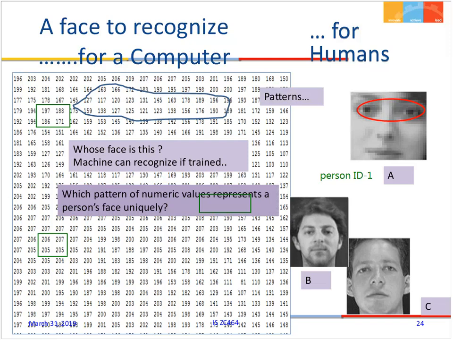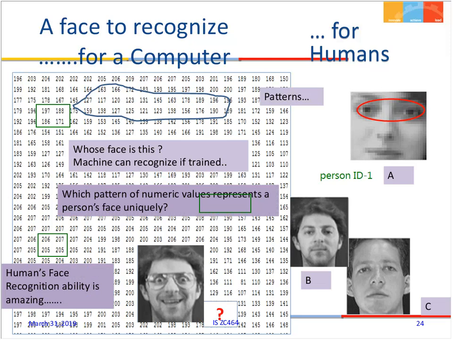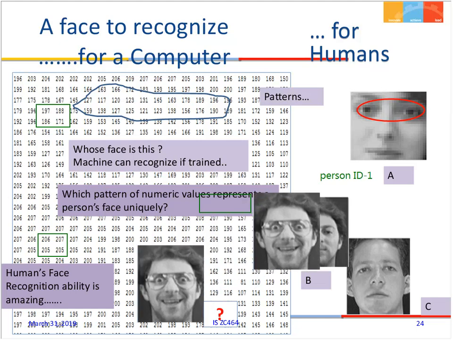Okay, so which pattern of numeric values represents a person's face uniquely? Humans' face recognition ability is amazing. With spectacles, with different expressions, we can still recognize this is person B, right? But it is still a challenge for a computer to handle spectacles, any accessories, any huge expressions or huge poses, right? So you will have to train your system well with more sophisticated algorithms, right?